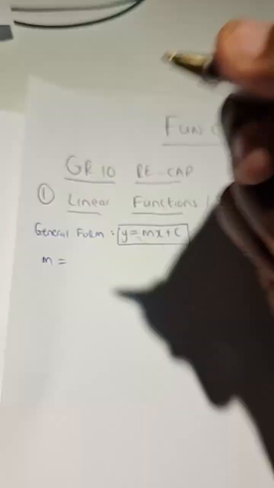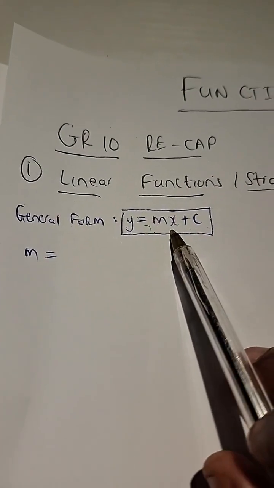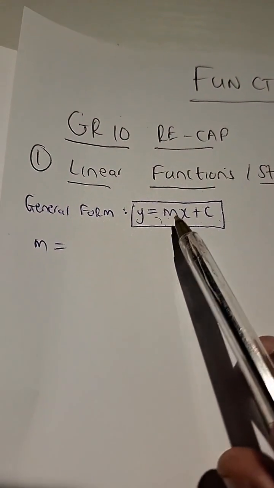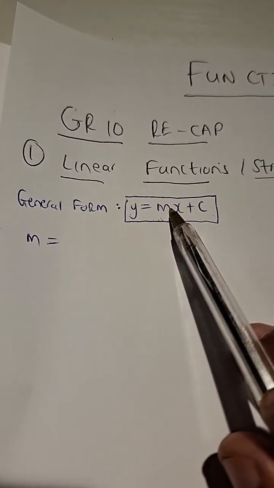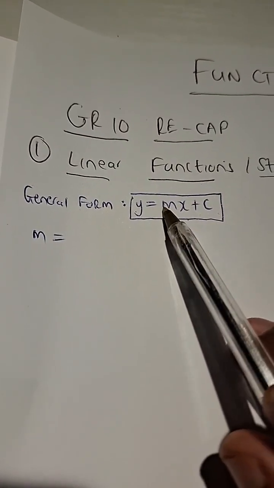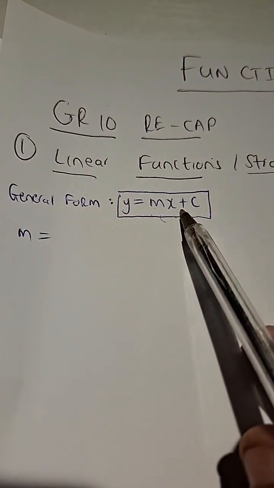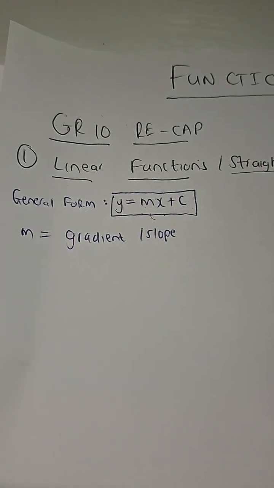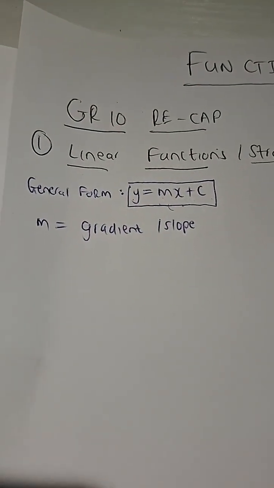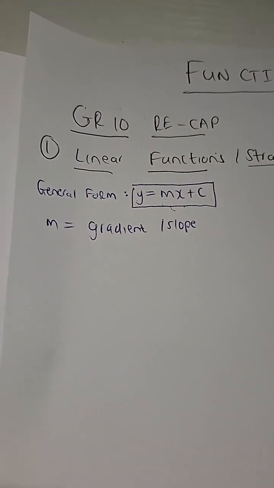Now, I want to ask the following. What does the m stand for? Do you remember what the m stands for in our standard form? Okay, Wandile and Precious and Alice, very good. Gradient. We also refer to the gradient as the slope. Now we want to look at the conditions of gradient.